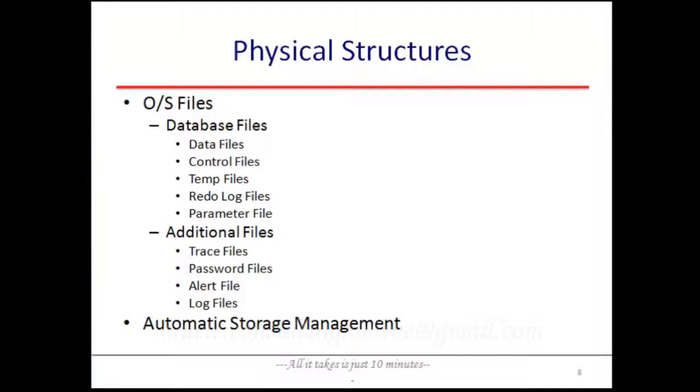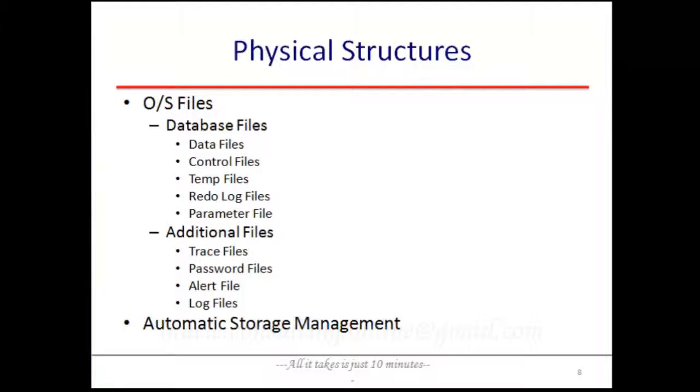When we talk about the files, again, we classify them into database files and additional files. Now, the database files are the core files which form the database, which are the main components of the database. So here we are talking about the data files, the control files, the temporary files, the redo log files, and the parameter file. Now, data files basically are used to store the data. This is the data that is stored through applications and retrieved and manipulated, and so many other functions happen on this data.